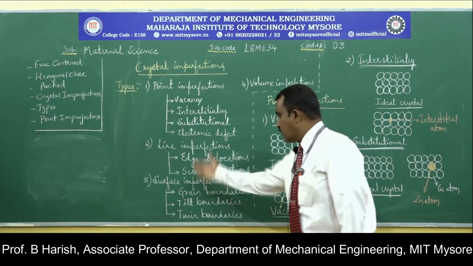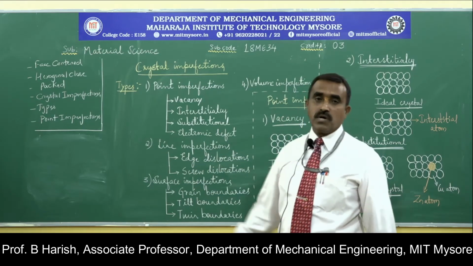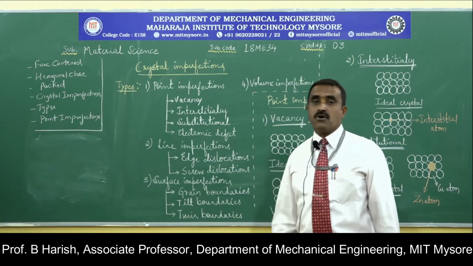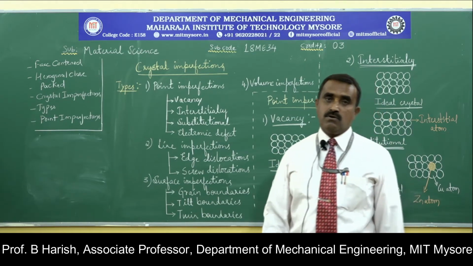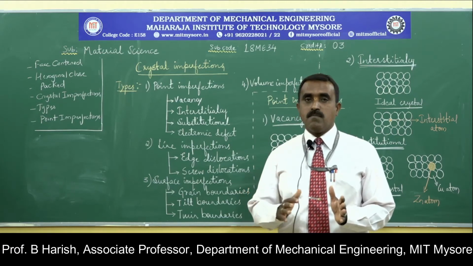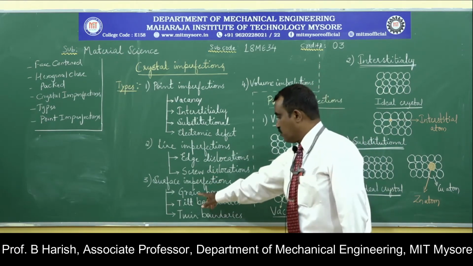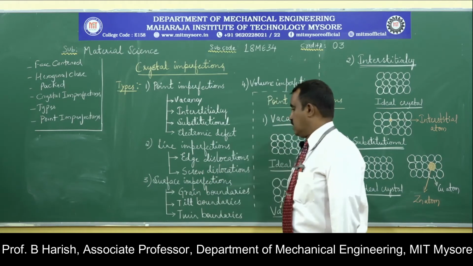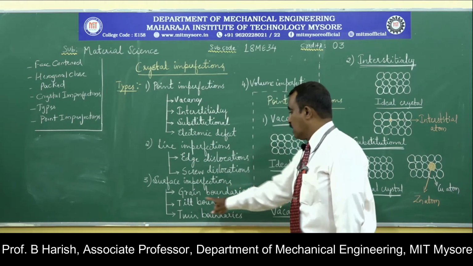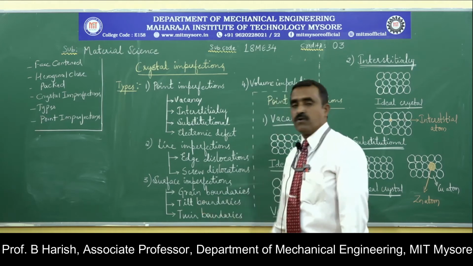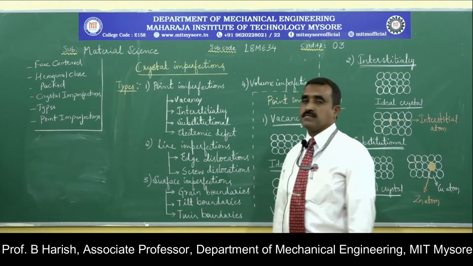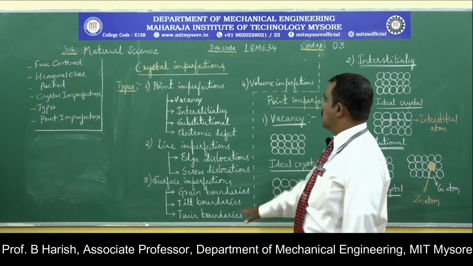Then the third one is surface imperfection. It is two-dimensional, where we have length and breadth. The movement of atoms can be measured in terms of length and breadth. That is surface imperfection. Here we have three types: grain boundary, tilt boundary, and twin boundary. These are the three types of surface imperfection seen in a crystal structure.